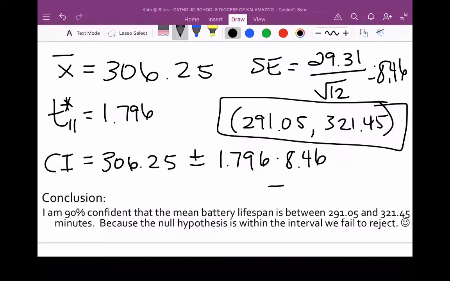So because the battery lifespan can be below 300 minutes, at least with a 90% confidence interval, then we would say that no, they have not guaranteed to reach their goal yet, because it could last less than that.